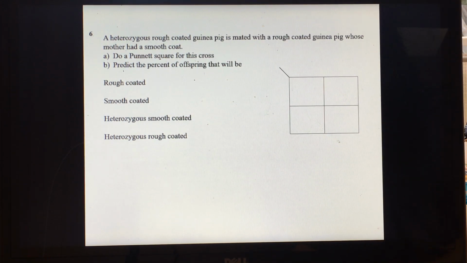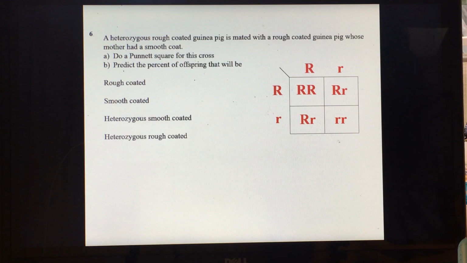So we have a heterozygous rough-coated guinea pig, and that heterozygous rough-coated guinea pig is mated with a rough-coated guinea pig whose mother had a smooth coat. So do a Punnett square for this cross. So the rough-coated guinea pig is heterozygous, and the other guinea pig is heterozygous because the mother had a smooth coat.